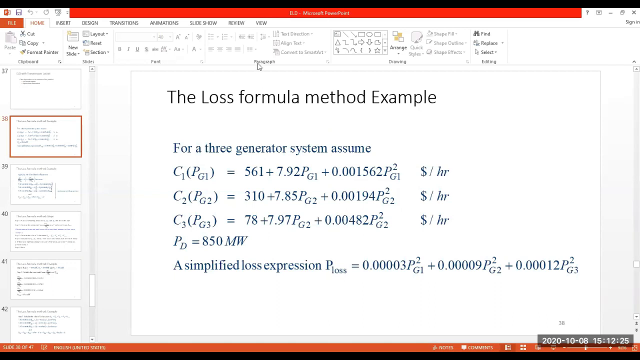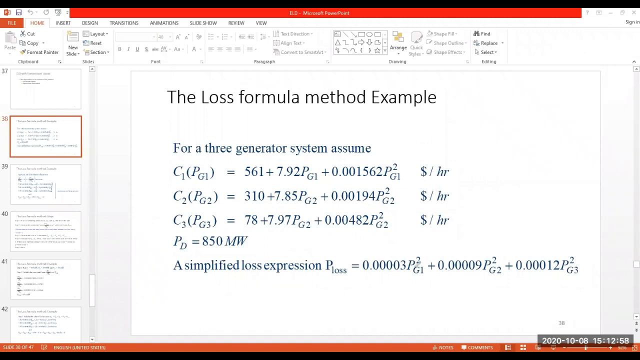What will you get if you calculate ∂P_loss by ∂PG1? 2 into 0.00003 PG1, right? Similarly, you can calculate ∂P_loss over ∂PG2 and ∂P_loss over ∂PG3.